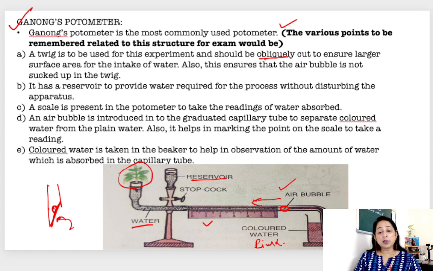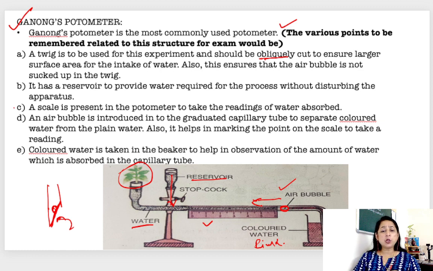Now the next is the reservoir. Why is this reservoir here? कि हमें बार बार apparatus को change नहीं करना पड़े, हिलाना नहीं पड़े. अगर पानी जैसे transpire होता जाएगा तो यहाँ पानी कम हो जाता है. तो ये जो knob है इसको घुमा के we can add water from the reservoir into the photometer. So we don't need to change the apparatus or disturb the apparatus again and again.